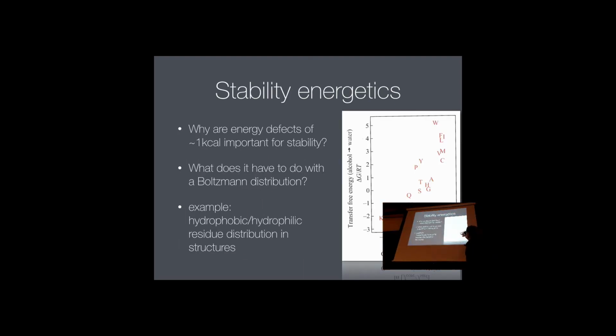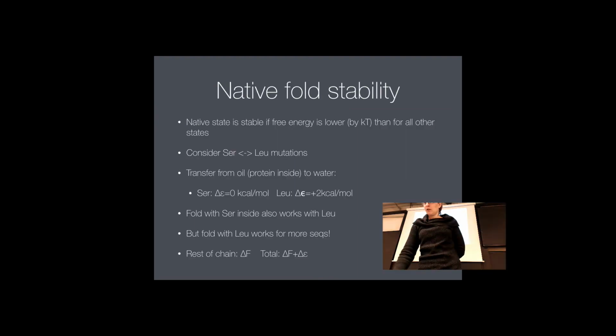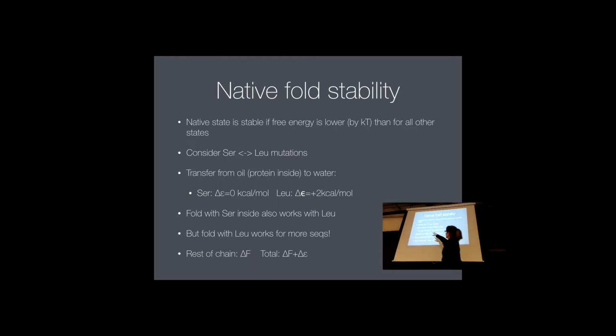I saw that the transfer from oil to water of a serine will be 0 kcal per mole, whereas exposing a leucine from the inside to the water will incur a cost of 2 kcals per mole. So again, these are small numbers. We talked about hydrogen bonds, 5. Now this is another type of defect, 2 kcals per mole.